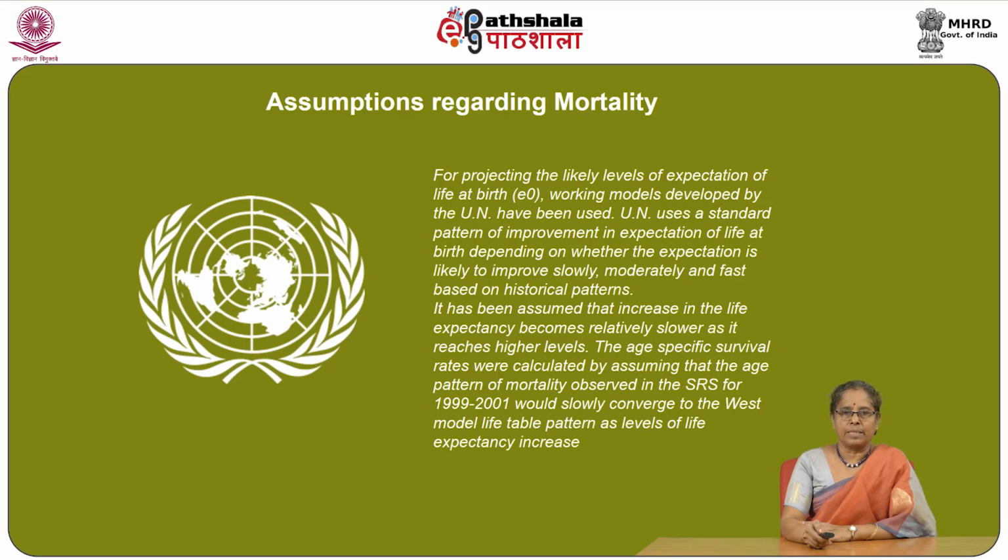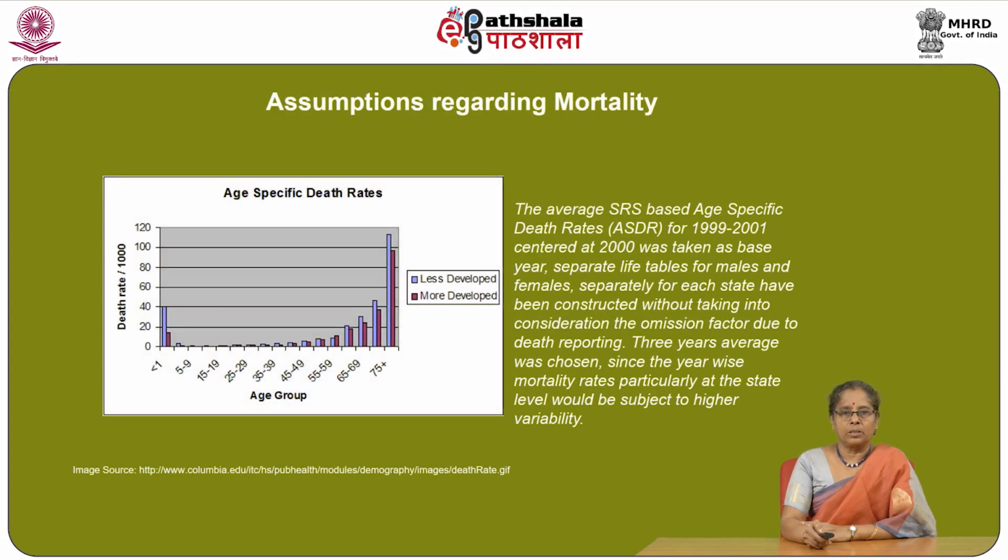It has been assumed that the increase in life expectancy becomes relatively slower as it reaches higher levels. The age-specific survival rates were calculated by assuming that the age pattern of mortality observed in SRS for 1999 to 2001 would slowly converge to the West model life table pattern as levels of life expectancy increase. The average SRS-based age-specific death rates for 1999 to 2001, centered at 2000, was taken as the base year. Separate life tables for males and females for each state have been constructed without taking into consideration the omission factor due to death reporting. A 3-year average was chosen since the year-wise mortality rates, particularly at the state level, would be subject to high variability.